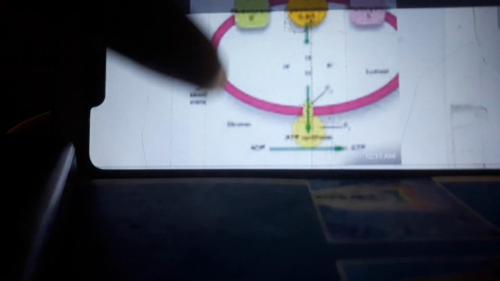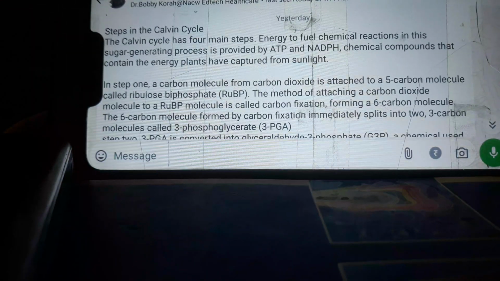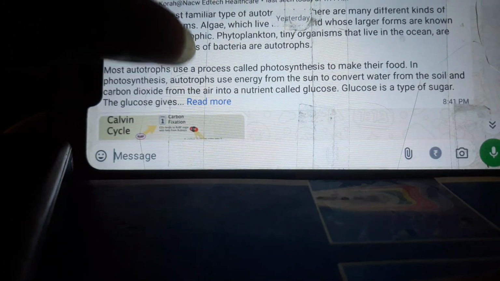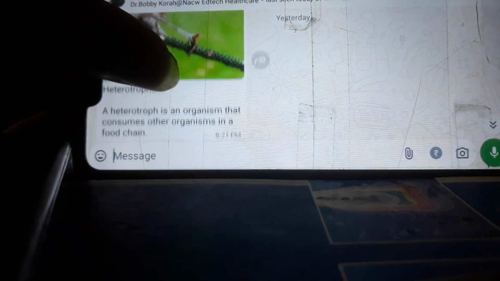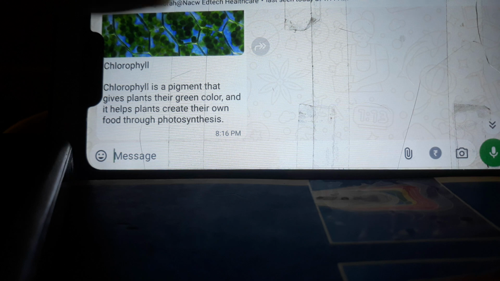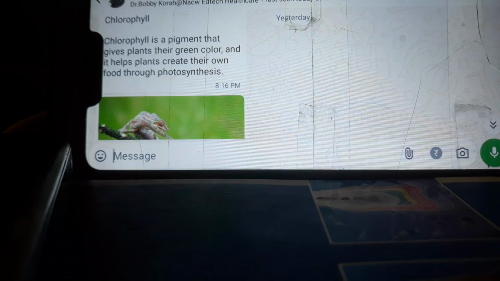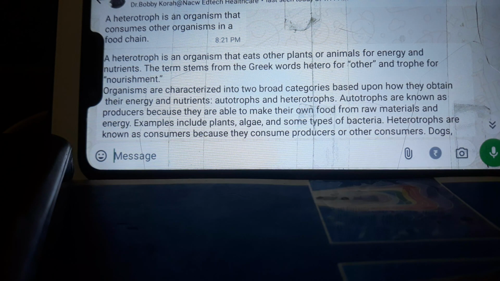And before that, we deal with the process of photosynthesis, which is to be completed now. And as we speak of the Calvin cycle, I'll be giving you details on the process that happens here. Now, chlorophyll is a pigment that gives plants a green color, and it helps plants create their own food through photosynthesis, right? And this is being used by heterotrophs.